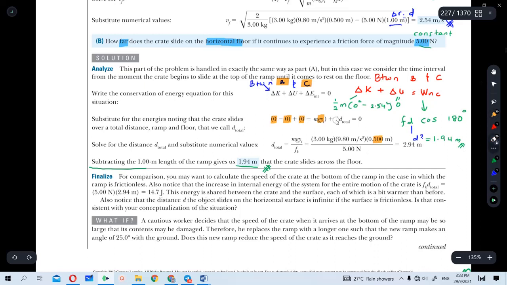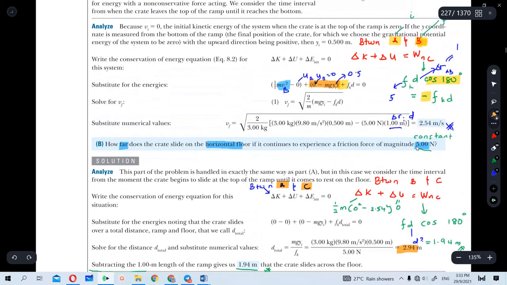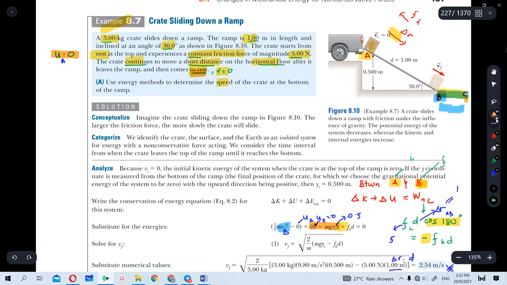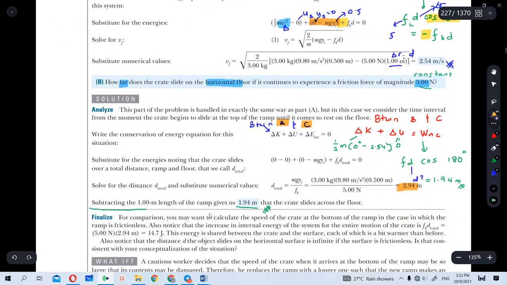Let's solve this. Throughout your calculation, you will arrive at 2.94. So 2.94 is actually the distance traveled from A to B and ended at C. Since it's asking for the additional distance on the horizontal, that's why you subtract 1 meter. So the answer is 1.94.